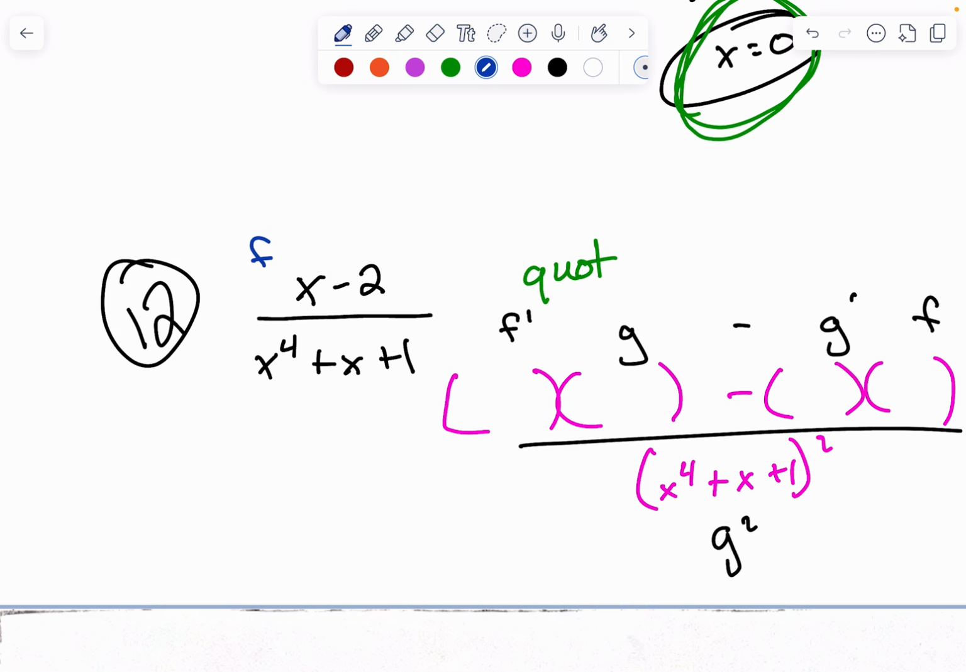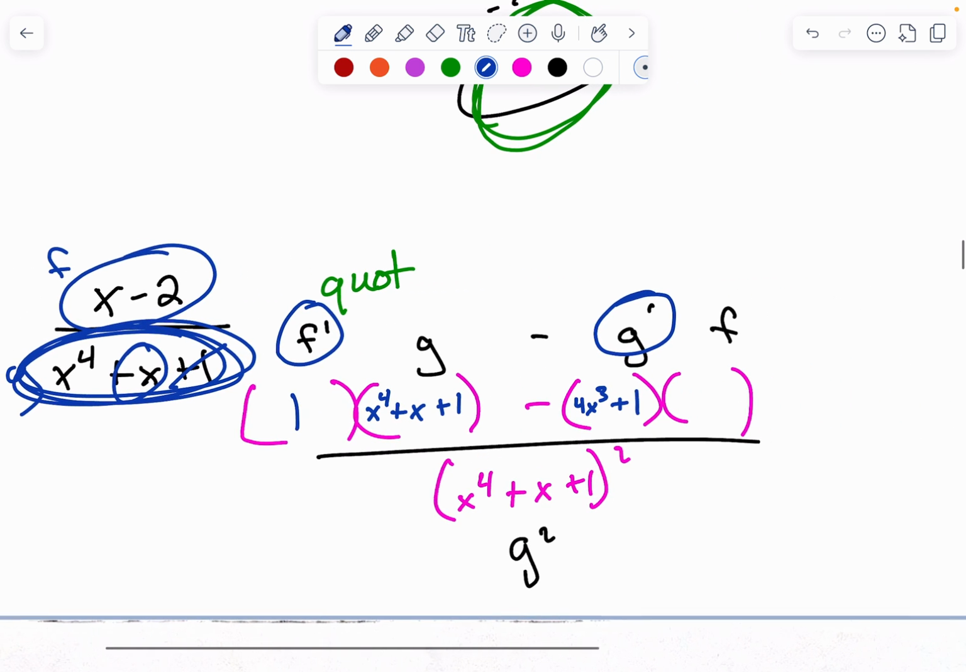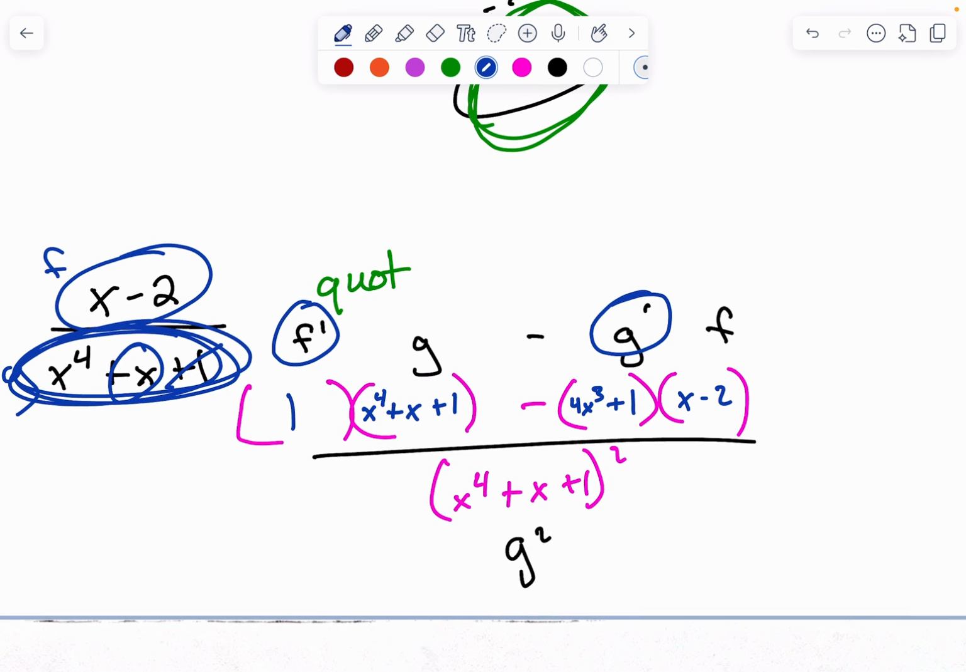So remember that this is your f and this is your g, so f prime is the derivative of x minus 2. Derivative of x is just 1, and the derivative of minus 2 just goes away, okay? Then I just recopy the g down, so x to the fourth plus x plus 1, okay? Now, in this next piece, I'm going to do g prime, which is the derivative of this guy, okay? That 4 is going to come down, so 4x cubed, and then the derivative of x is 1, but then the 1 drops off, okay? Then I have, after that, just x minus 2, okay?